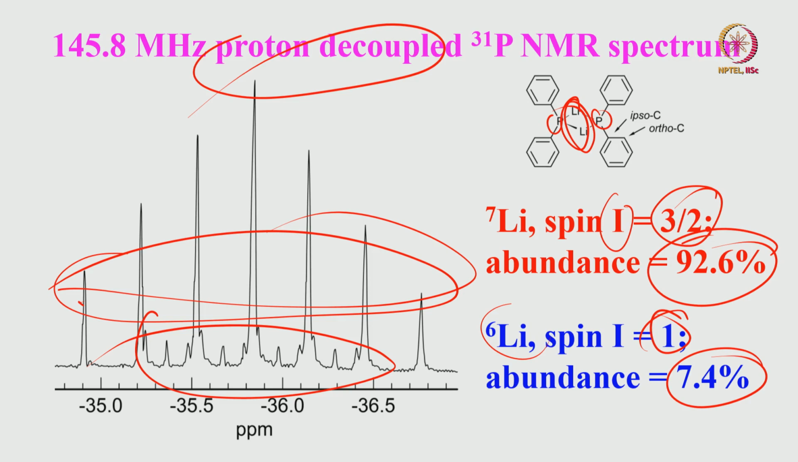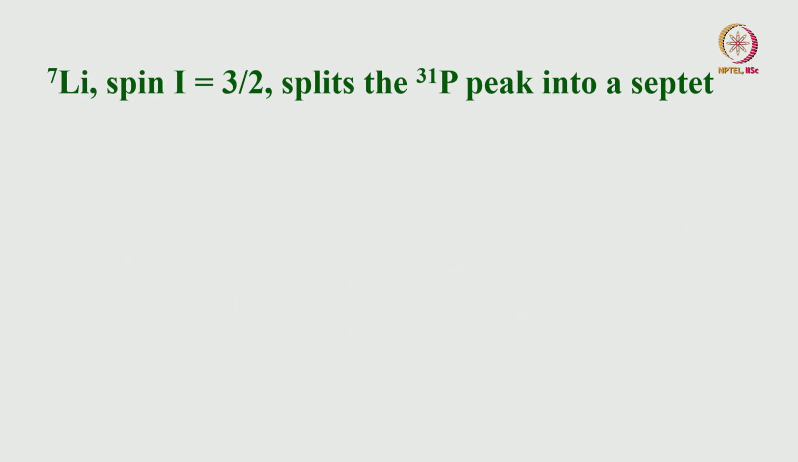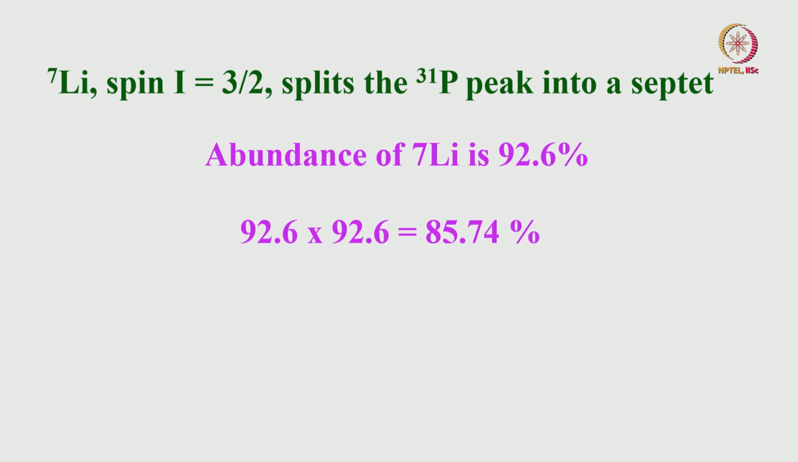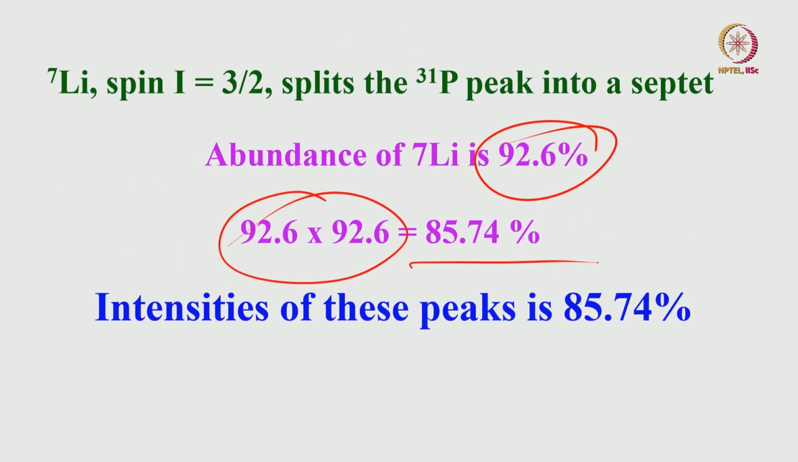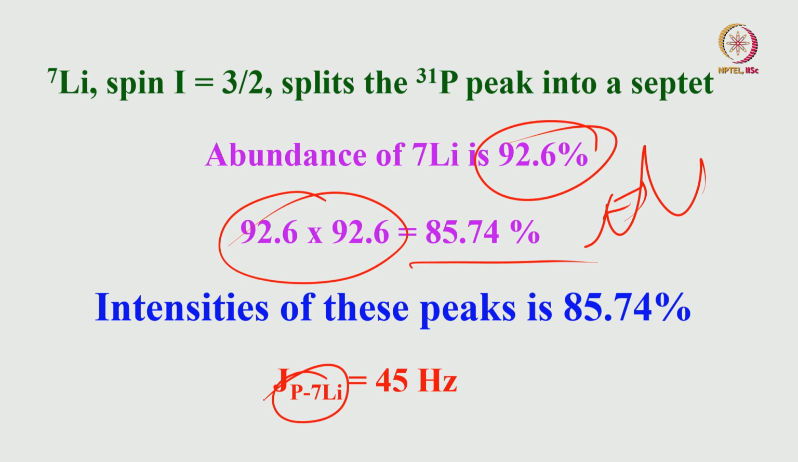What about the other one? Now we will try to understand this one. This is very easy. Of course, what is the intensity pattern? When both are lithium 7, I said 92% abundant, both 92% abundance, if you multiply you get 85% intensity. So those intensities are 85% and the remaining has to be 15%. And you measure the separation there, the large 7 line pattern. Any adjacent peak if you measure, you get the coupling between lithium and phosphorus, lithium 7 and phosphorus to be precise. That is 45 Hertz. It has been measured.